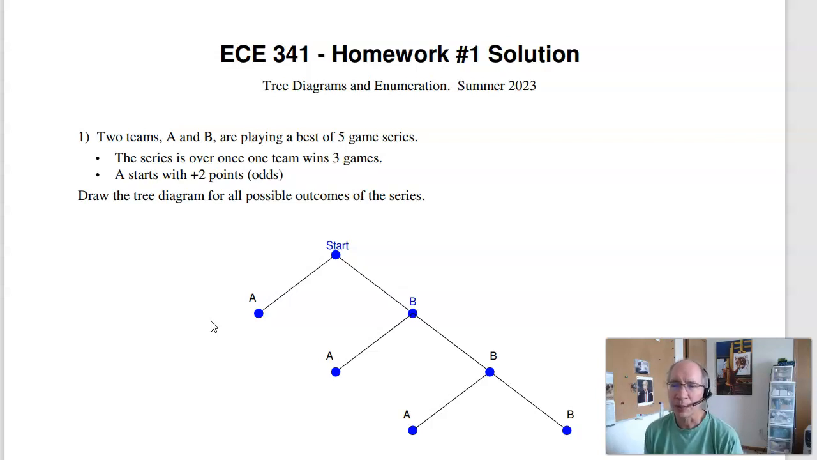The first problem is: use a tree diagram to find all possibilities for two teams playing a 5-game match, win by 3, but player A starts with a 2-point advantage. One way to think about it is I start out with the score being 2-0. If A wins the first match, it's now 3-0 and the match is over. Otherwise, B wins and it's now 2-1.